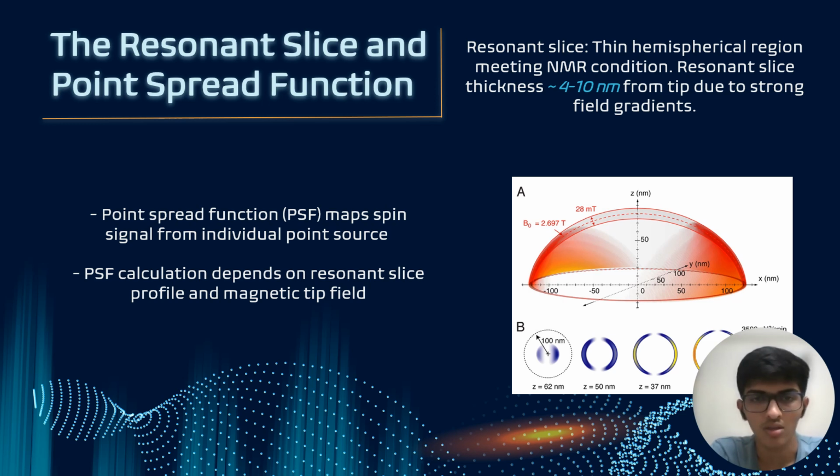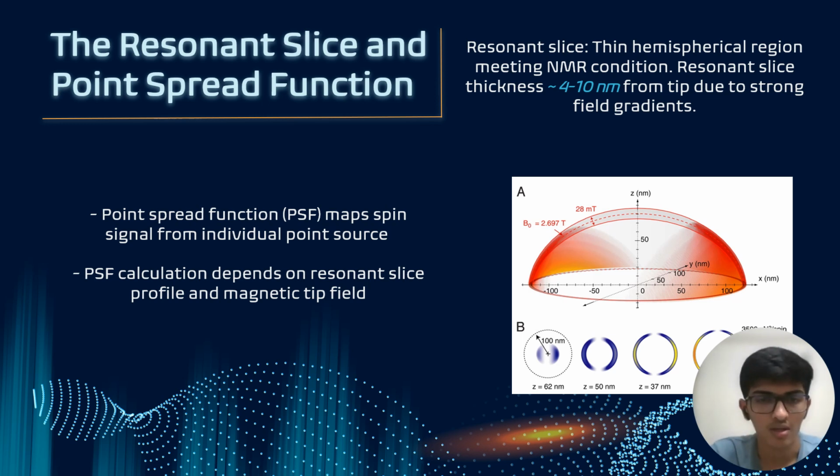Now moving on, the point spread function. The point spread function is a fundamental concept in imaging science, defining how a single point source in the sample spreads out in the final image. In MRFM, the PSF maps the signal from individual spin sources in the sample. Calculating the PSF involves understanding the profile of the resonance slice and the magnetic field generated by the tip, both of which influence how the signal from the spins is detected and represented in the final image.